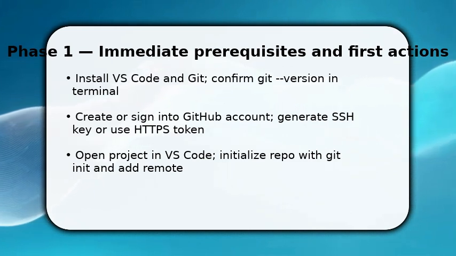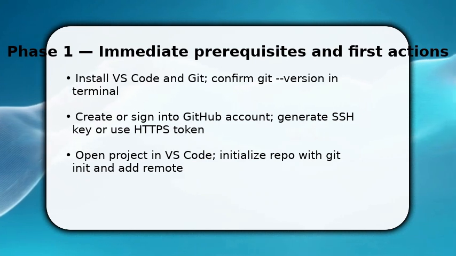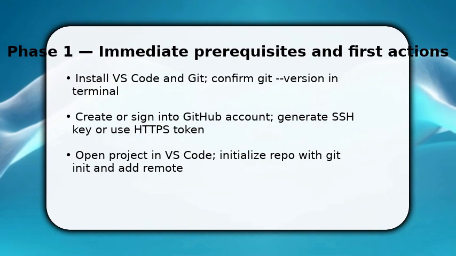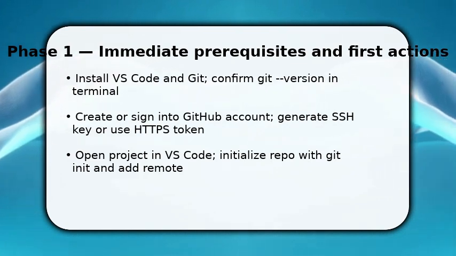In the VS Code terminal, run git init, git add, and git commit -m "init" to create a local snapshot. Once done, add the remote with git remote add origin and the repo URL, so VS Code knows where to push.